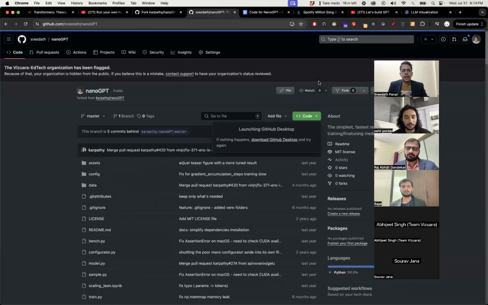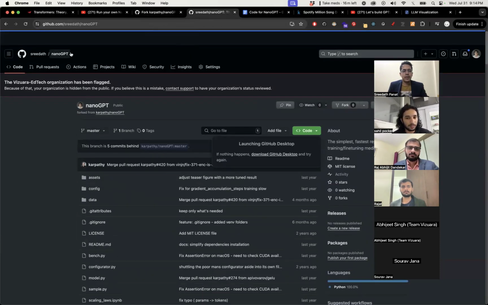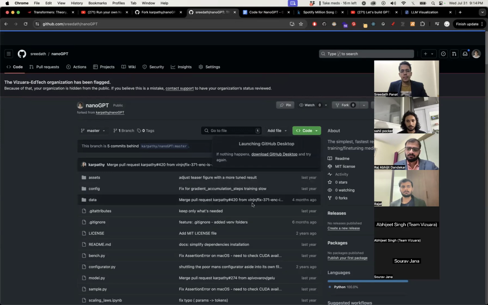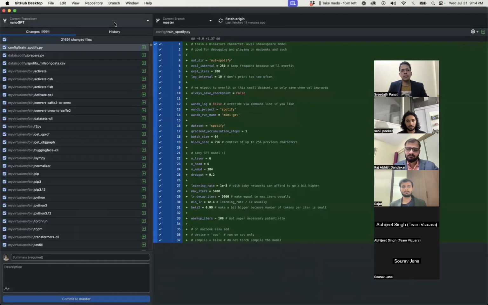Andrej Karpathy's Nano GPT repo is now here in my GitHub. Now I'll open the code using software called GitHub Desktop. I use GitHub Desktop because I'm too lazy and I don't like to code in the terminal, so I just operate GitHub using this software.